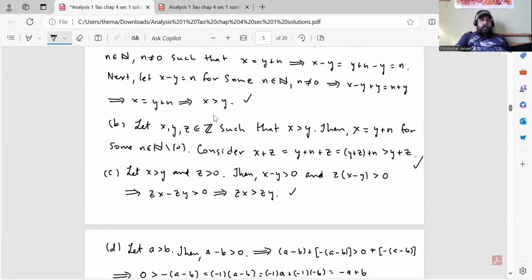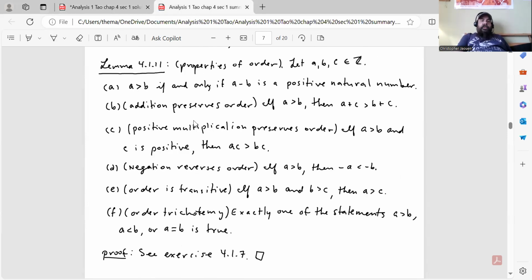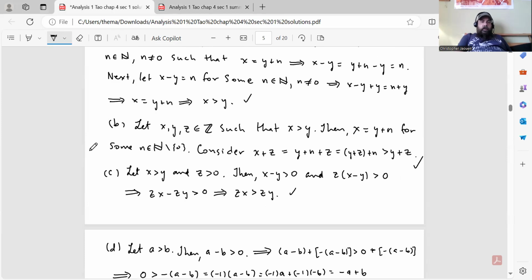All right, so then we'll go on to the proof of part B, which says addition preserves order. So if a is greater than b, then a plus c is greater than b plus c. So let x, y, z be integers such that x is greater than y. Then x is y plus n for some non-zero natural number. Consider x plus z, that equals y plus n plus z, which if we just reorder, remember natural numbers commute when you add them, so that's y plus z plus n, which is greater than y plus z, and that shows the outcome.